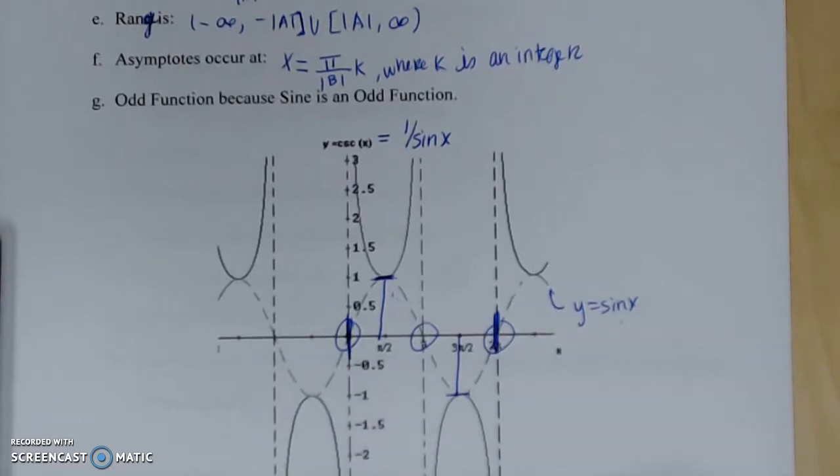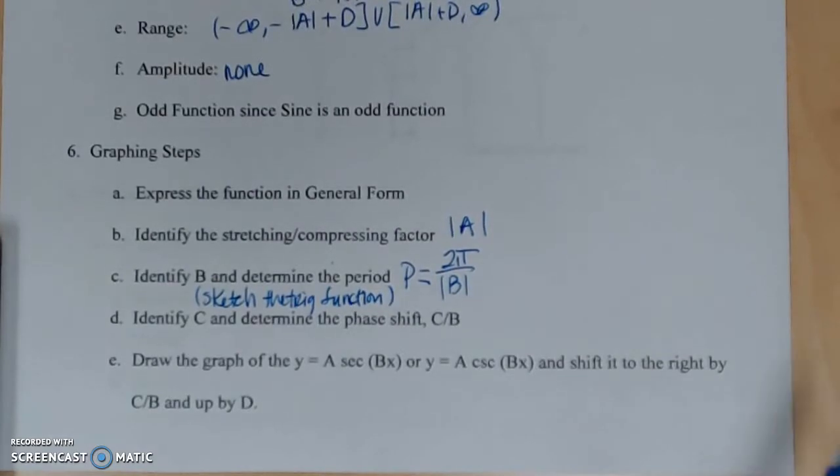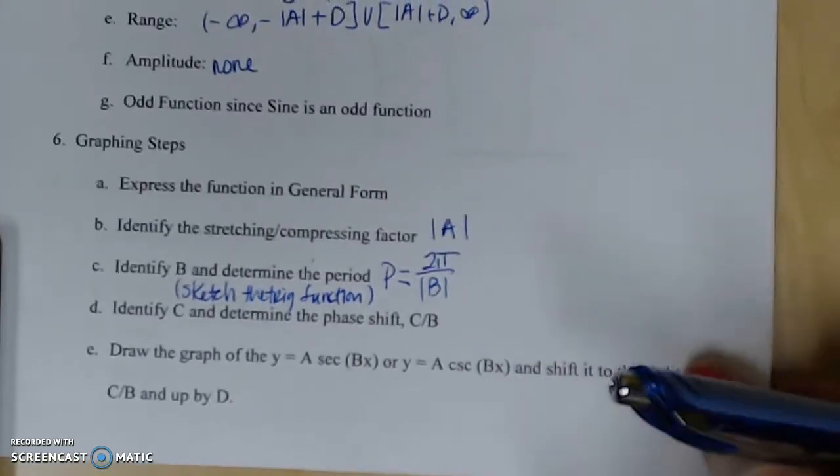So if you'll just lightly sketch your sine, that'll help you to identify the asymptotes and the highs and lows. Identify your C so you can determine your phase shift of C over B. And draw this graph of either your secant or your cosecant, shifting it to the right or up, depending on your midline D. So as you're sketching these, it's good to identify your A's, B's, and C's, sketch the function that it's the reciprocal of so you can move it accordingly, and then make your shifts and movements from there as you go.